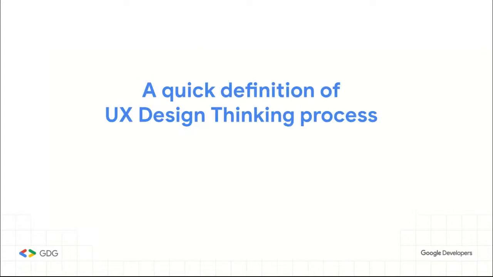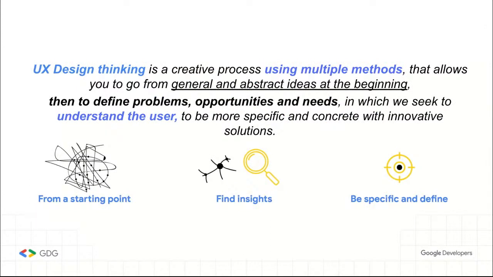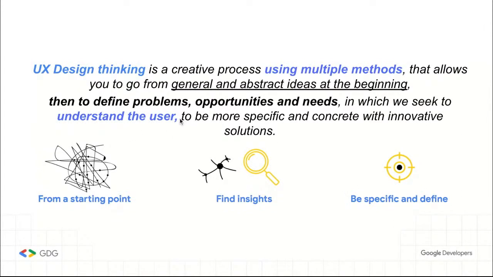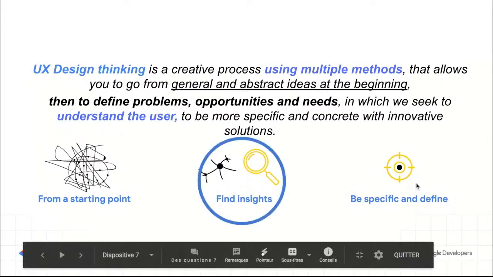So before starting with user research methods, we have to go through a quick definition of the UX design thinking process. UX design thinking is a creative process using multiple methods that allows you to go from general and abstract ideas, like we see here at the beginning of any project, then to define problems, opportunities, and needs, in which we seek to understand the user to be more specific and concrete with innovative solutions at the end.